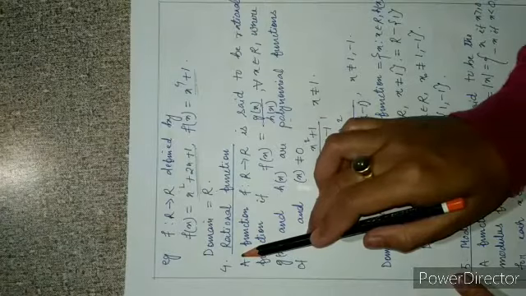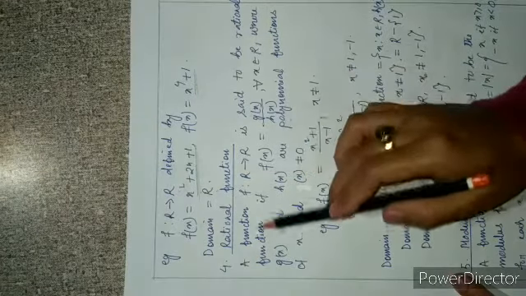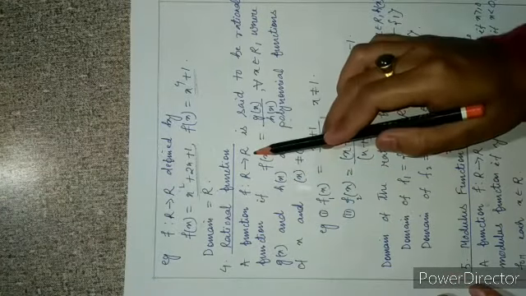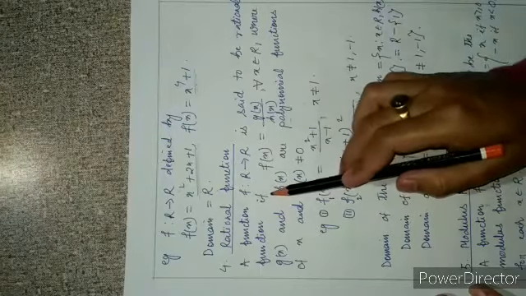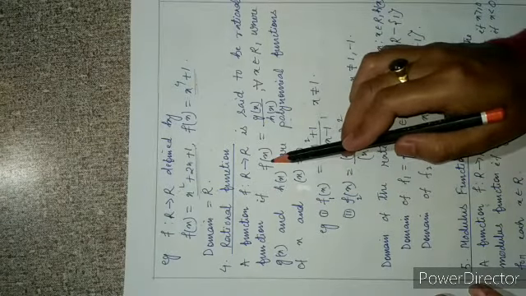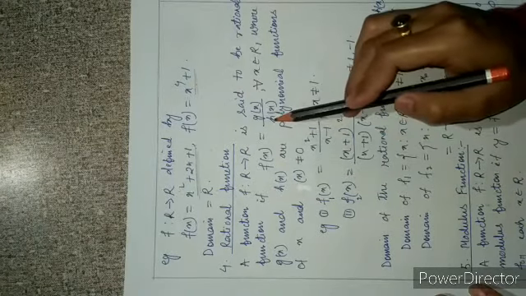Next, type number 4, rational function. A function f defined from R to R is said to be a rational function if f(x) is equal to g of x divided by h of x.